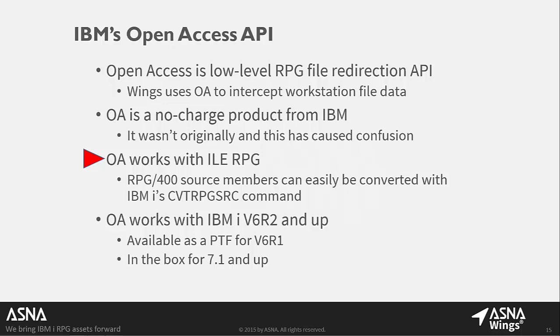This Open Access constraint underscores the importance of bterm, ASNA's browser-based emulator included with Wings. With Wings, any display that you don't or can't modernize displays gracefully to the user in bterm. For RPG 400 programs, you could easily use Convert RPG Source, the IBM i provided command, to convert those RPG source members to ILE RPG for compiling a compatible ILE program object for Open Access.